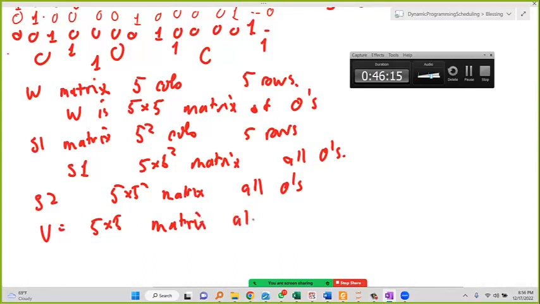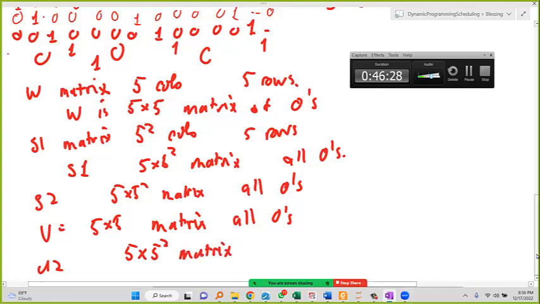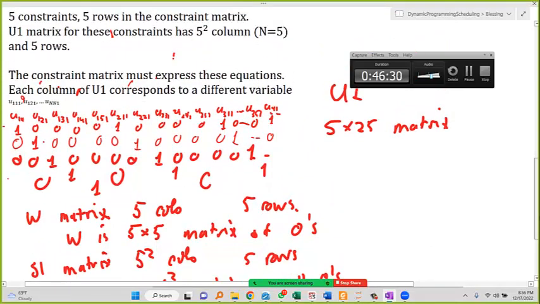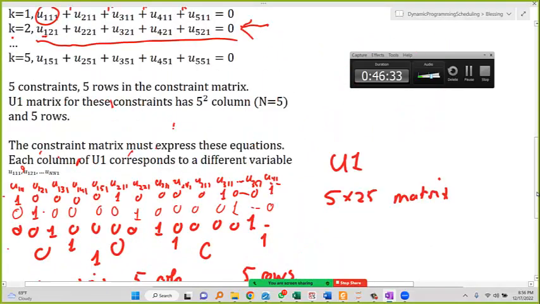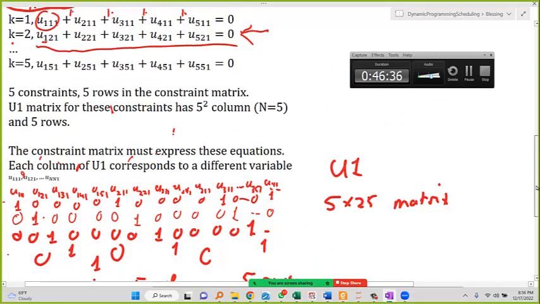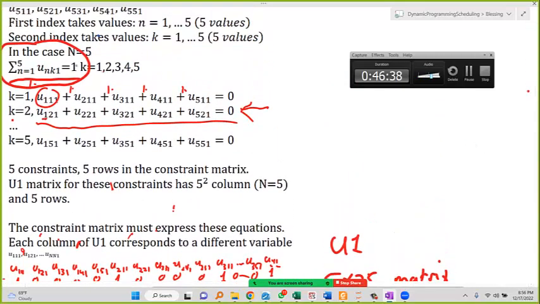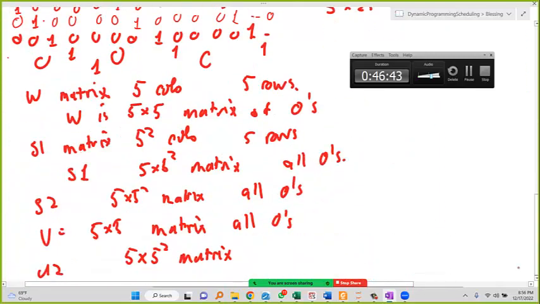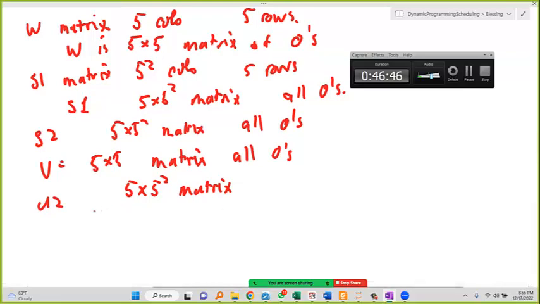All zeros. And finally, you have U2, a 5 by 5 squared matrix. Where are they? Also no U2s in this set of constraints. There's only U1. So U2 equals 5 by 5 square matrix, all zeros.